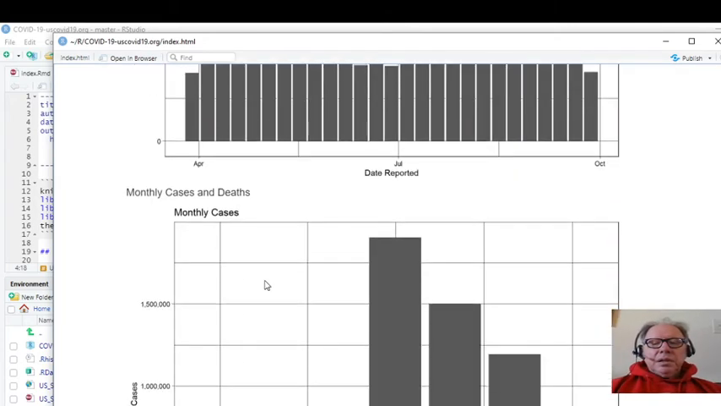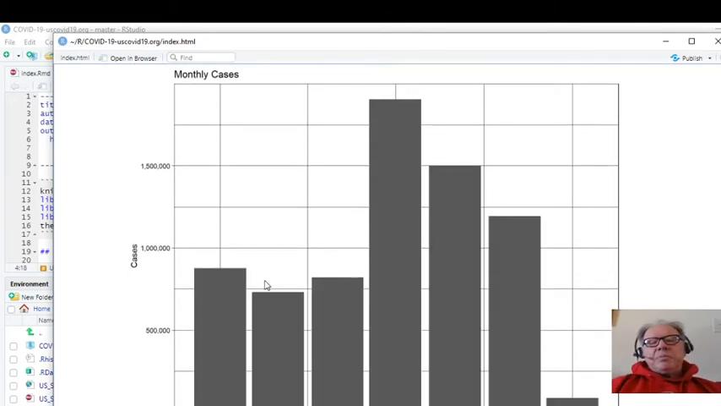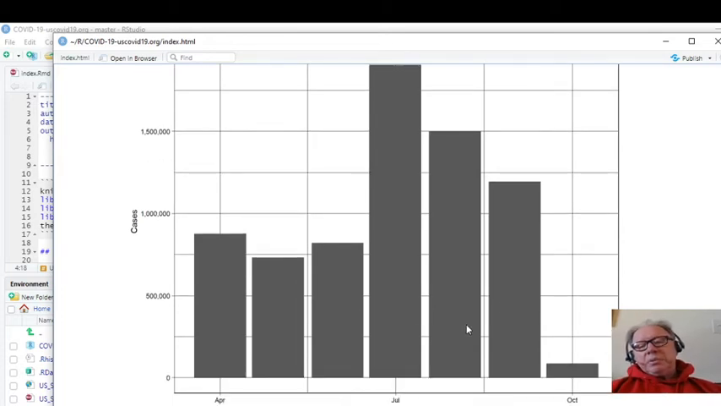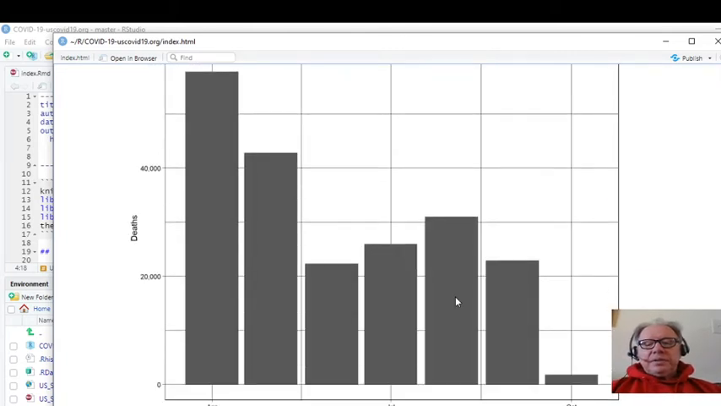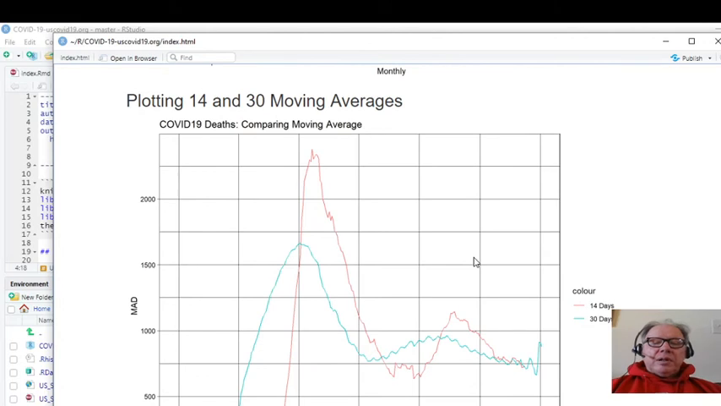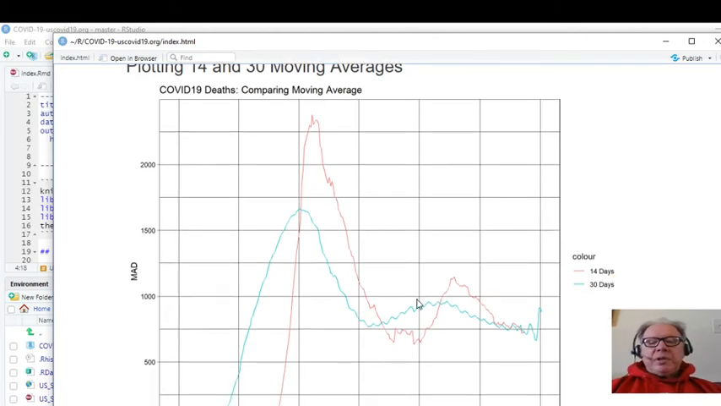Okay, let's take a look at U.S. cases by month. You can see that September finished below August, even taking into account the extra day in August. Deaths, September deaths were below August deaths, even taking into account that August has an extra day. Interestingly, a 14-day moving average versus a 30-day moving average. I'm not sure how to interpret that in relation to COVID-19, but nonetheless, it's just another way of looking at the data.